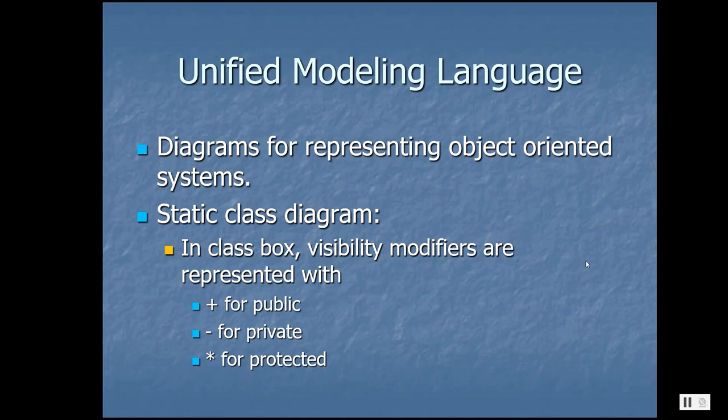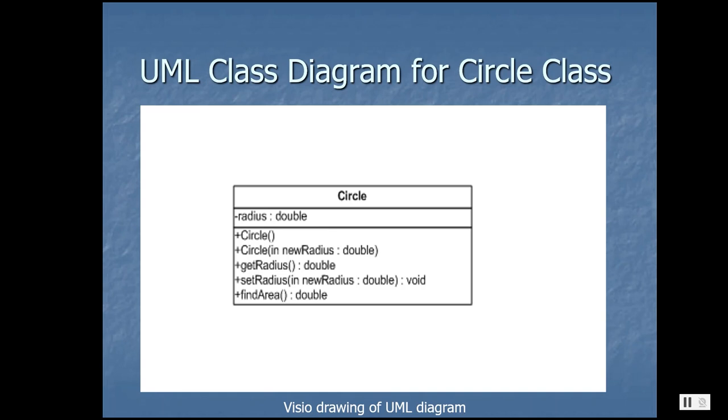So finally for this video, let's take a look at how this would be notated in UML. Basically these are the symbols that are typically used: plus for public, minus for private, and asterisks for protected. Sometimes you'll see pound sign for protected. And here's a Visio drawing showing that. So the member variable is private, and all of the methods in this class are public.